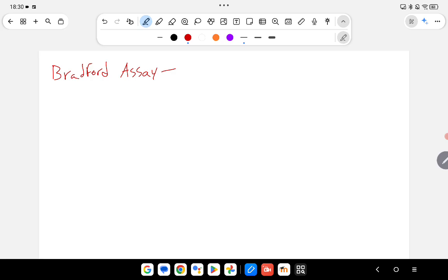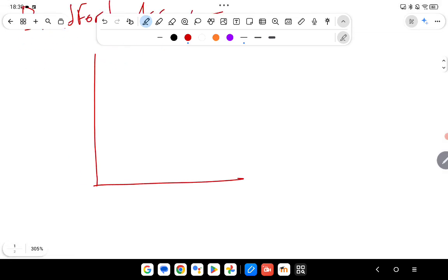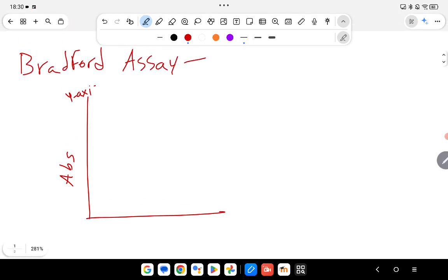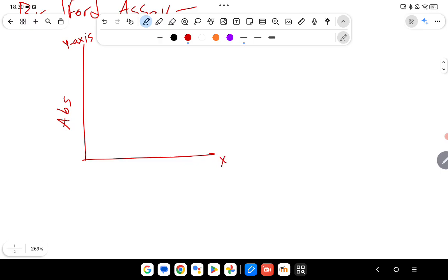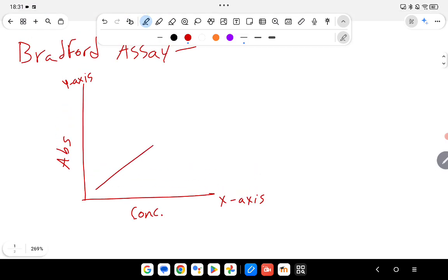So for the Bradford assay, that was our first lab after the midterm. We looked at two variables, right? In our chart, we looked at absorbance on the y-axis, and then on the x-axis, we had concentration. All right. So the slope for that looks something like this.